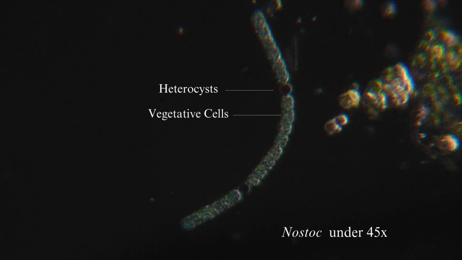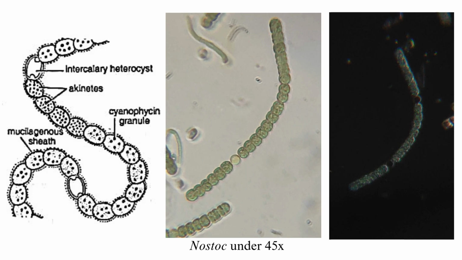Reproduction is by vegetative or asexual methods only, with no sexual reproduction. The vegetative reproduction is by fragmentation. Asexual reproduction is by the formation of resting spores known as akinetes. Nostoc also reproduces by heterocysts.